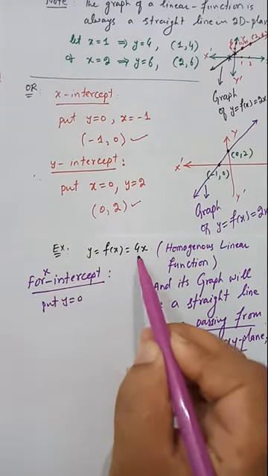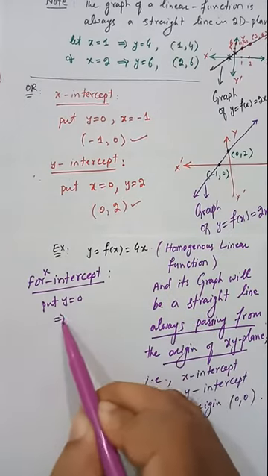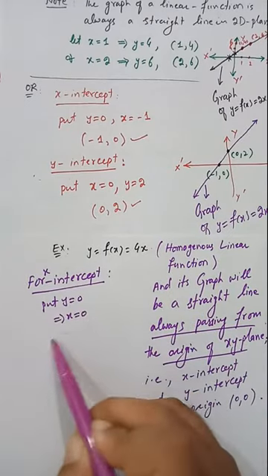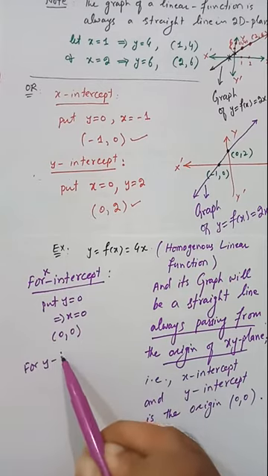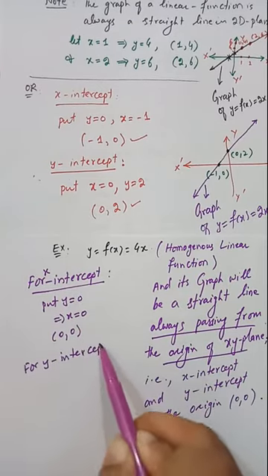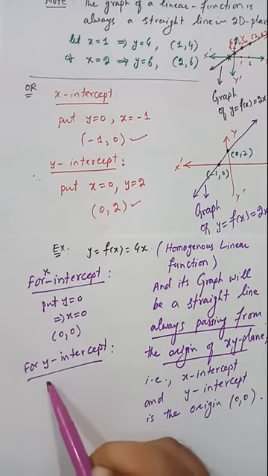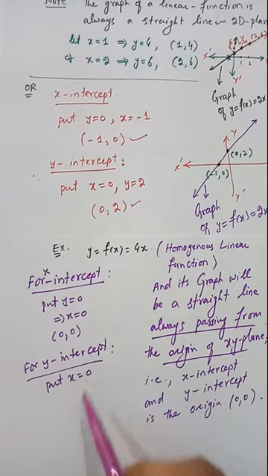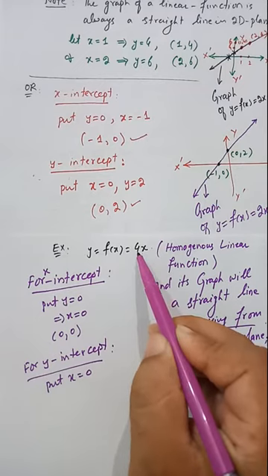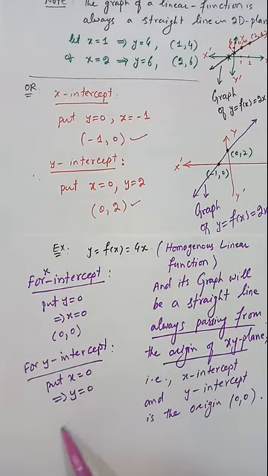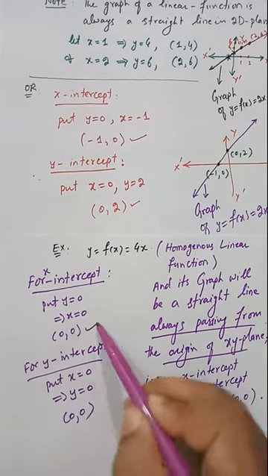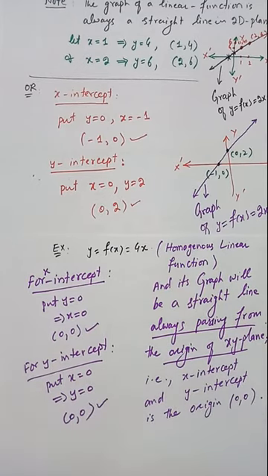So y equal to 0, so for x equal to 0 implies that x is equal to 0. So you see that (0, 0) is your x-intercept. For the y-intercept, put x equal to 0. So when x equal to 0, 0 multiplied by 4 you will get 0, so y equal to 0. So (0, 0), you see that the x-intercept and y-intercept is (0, 0).